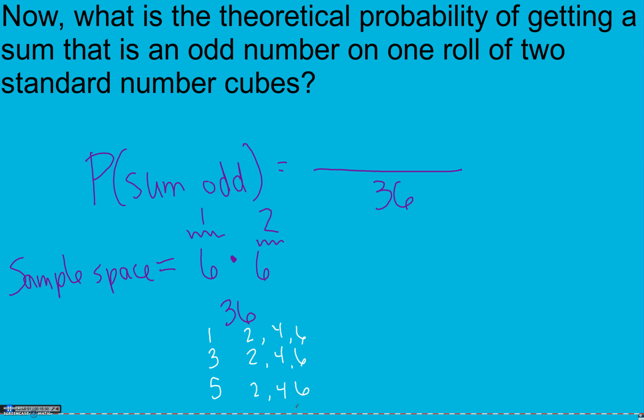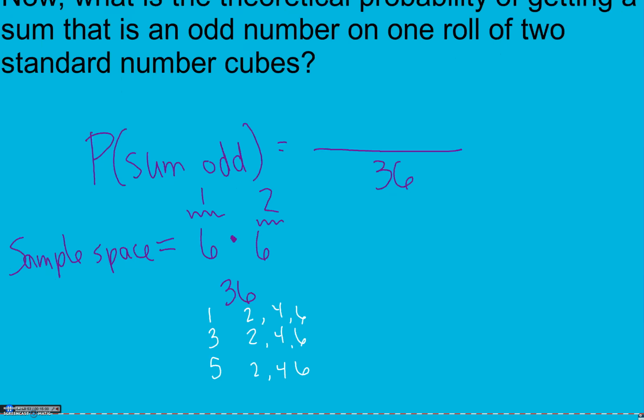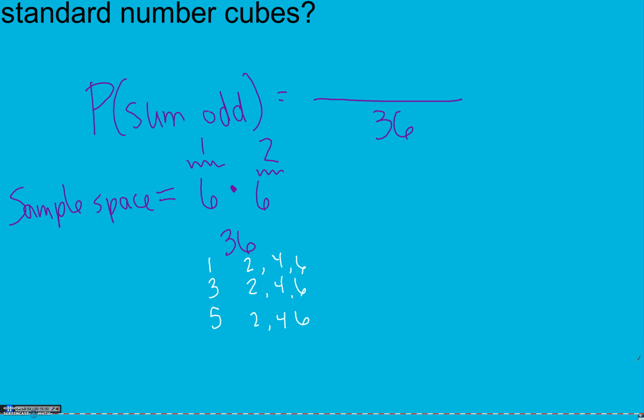Okay? We can also have a first number that's even, 2, 4, 6, and add to it an odd, 1, 3, 5. And 1, 3, 5. Okay? This is kind of like a, I can't remember, stem and leaf plot.